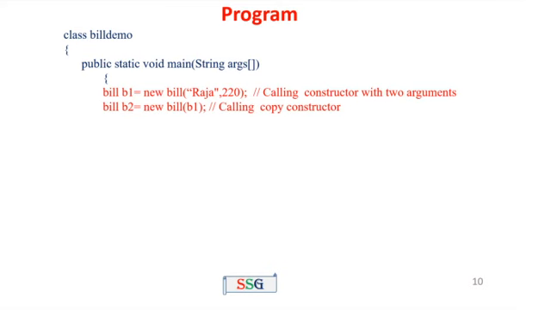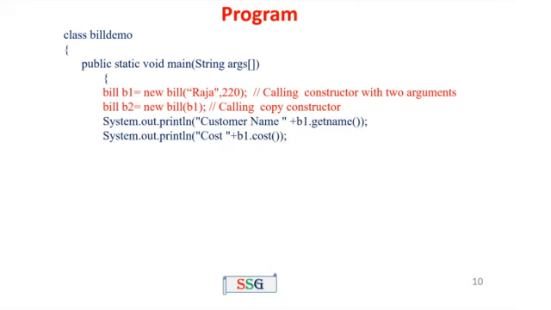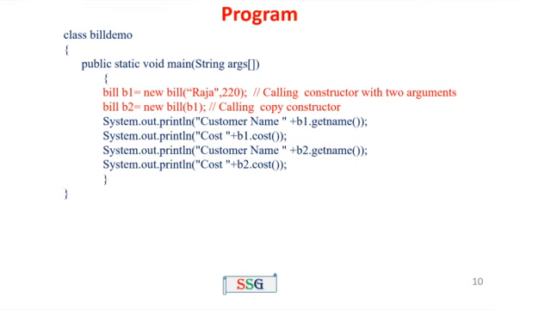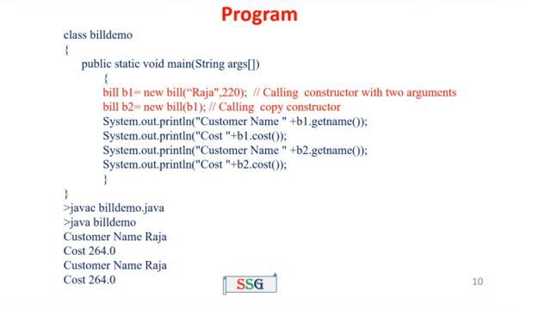The b1 content is copied to b, then this.name means b2.name equal to b.name, that means b1.name, that is Raja. Next, b2.calls equal to b.calls, that is equal to b1.calls equal to 220. Now the output is the same: b1.getName and b1.getCost, b2.getName, b2.getCost. Now b1 and b2 both represent the same object. Here the output is also the same. Customer name is Raja and cost is 264. Customer name is Raja, then cost is 264.